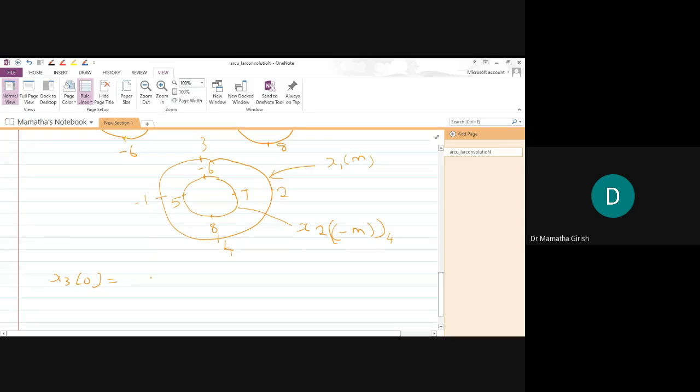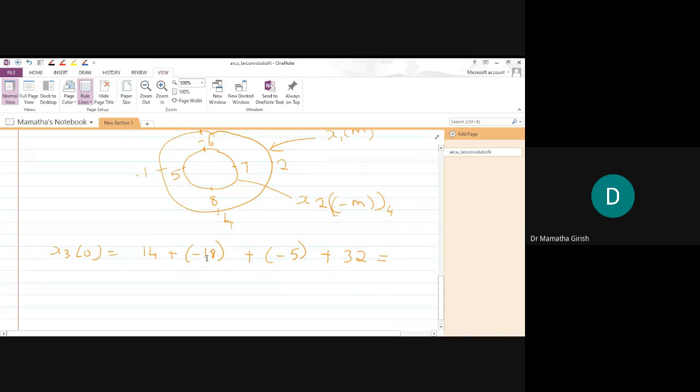7 into 2 is what? 14. Plus 6 into minus 6 into 3 is what? Minus 18. Then 5 into minus 1 is what? Minus 5. Lastly, 8 4s are 32. May I know what is the answer for x3 of 0? x3 of 0 is 14 minus 18 minus 5 plus 32, which is 23. Yes, that is the first value.